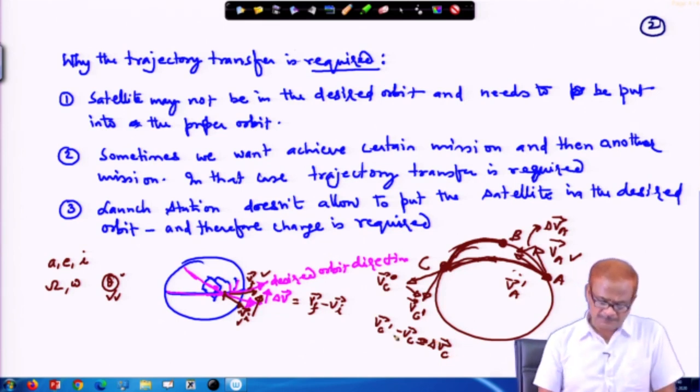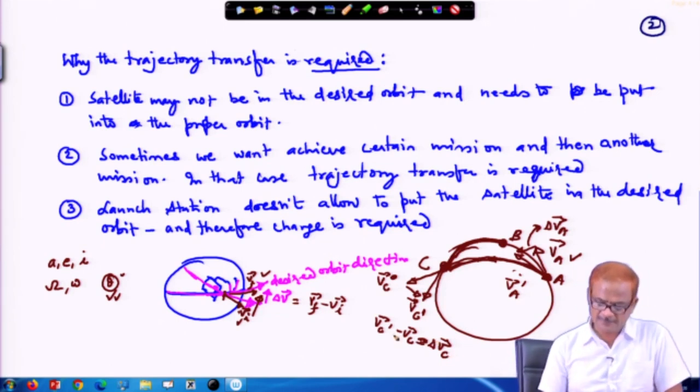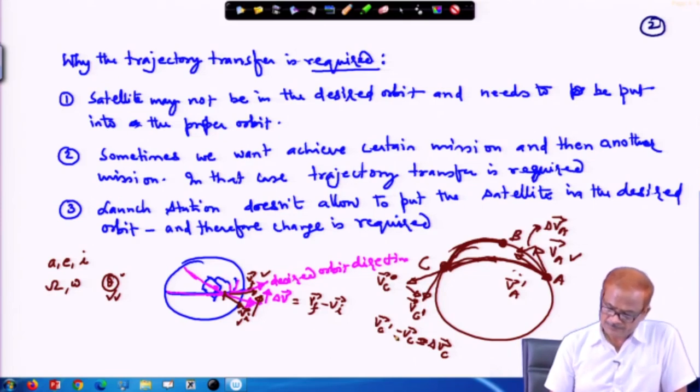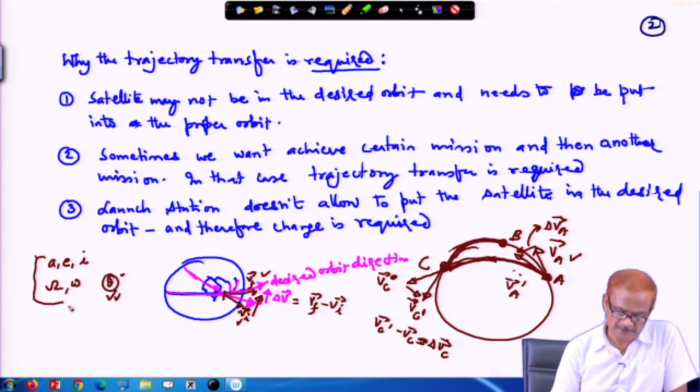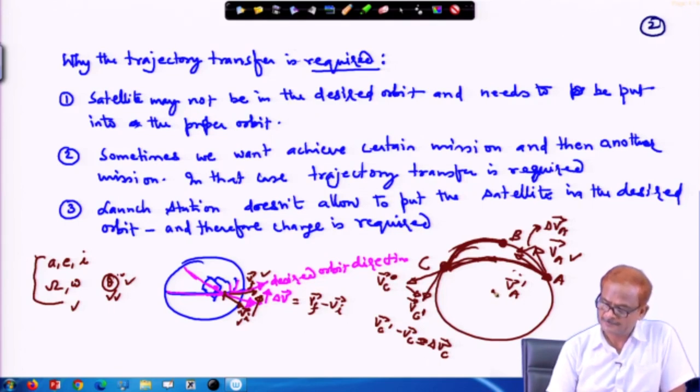So, depending on your requirement and which orbital element you are trying to affect. In this case, you are trying to affect theta, okay. This is a circular orbit, okay. So, you are just trying to affect theta here.